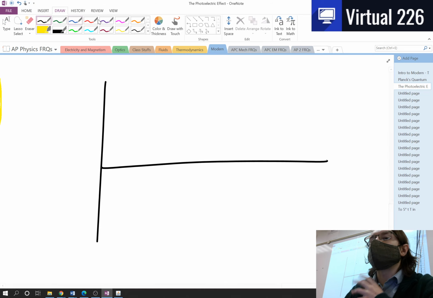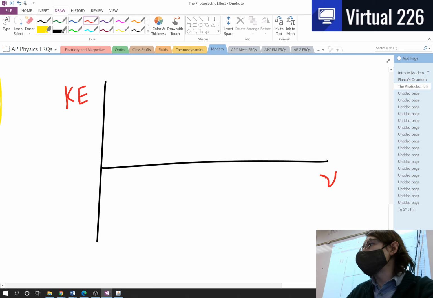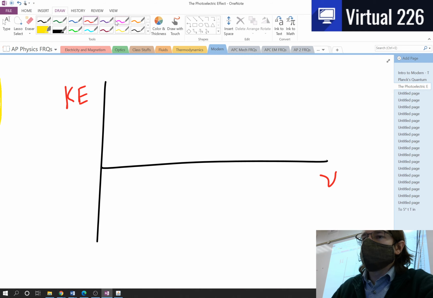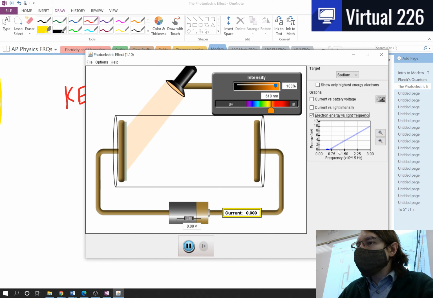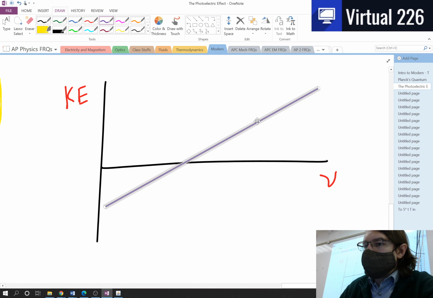And this is a very important graph. This graph here is showing the kinetic energy and the wavelength. Or, excuse me, not the wavelength, the frequency. Potato, potato. And if we look at this right here, we notice we get a nice straight line that actually hits the x-axis. So we'll draw a line like this.